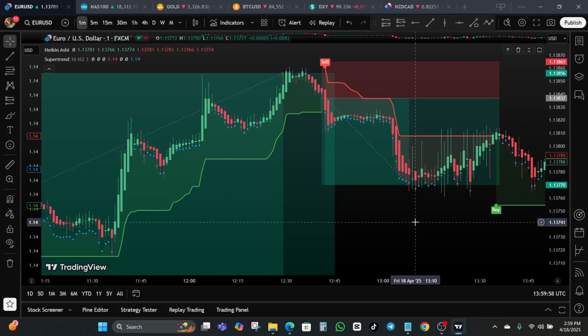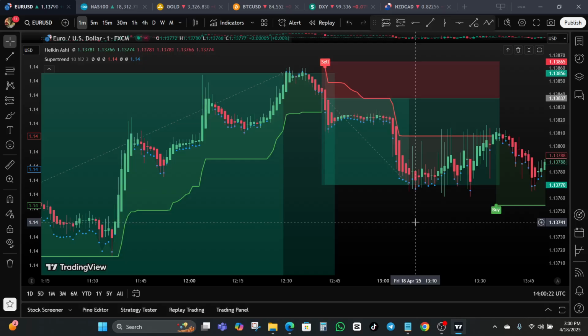Now you might be wondering what the best conditions are to use this strategy in. You should be using this strategy during high volume sessions like London or New York Open. Avoid sideways markets or consolidation zones. This strategy is ideal for trending market conditions where Heikin Ashi can really shine.